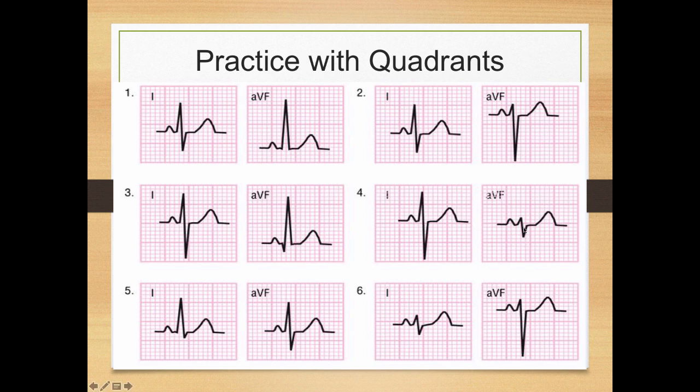So AVF, a little bit more negative than it is positive. So I've got negative. At AVF, I've got negative. So negative and negative, that's extreme right axis deviation. So we're in our extreme quadrant.